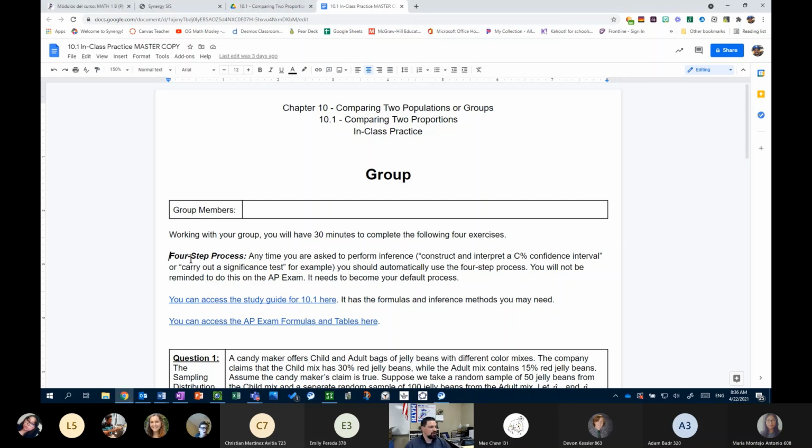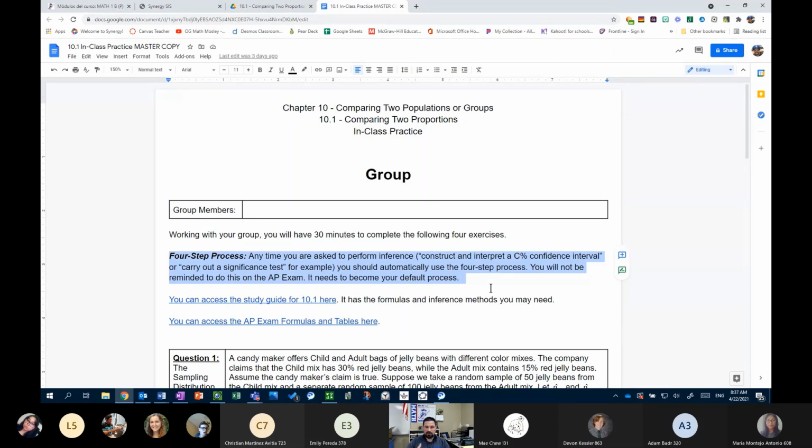Another thing here, the 4-step process. Anytime you're asked to perform inference, so if you see the phrase construct and interpret a something percent confidence interval, carry out a significance test, even if you just see, is there sufficient evidence to support this statement, you should be defaulting to using the 4-step process: state, plan, do, conclude. Following the 4-step process and doing the things that each one needs is an outline to make sure you're including everything you should when answering a free response question on the AP exam.